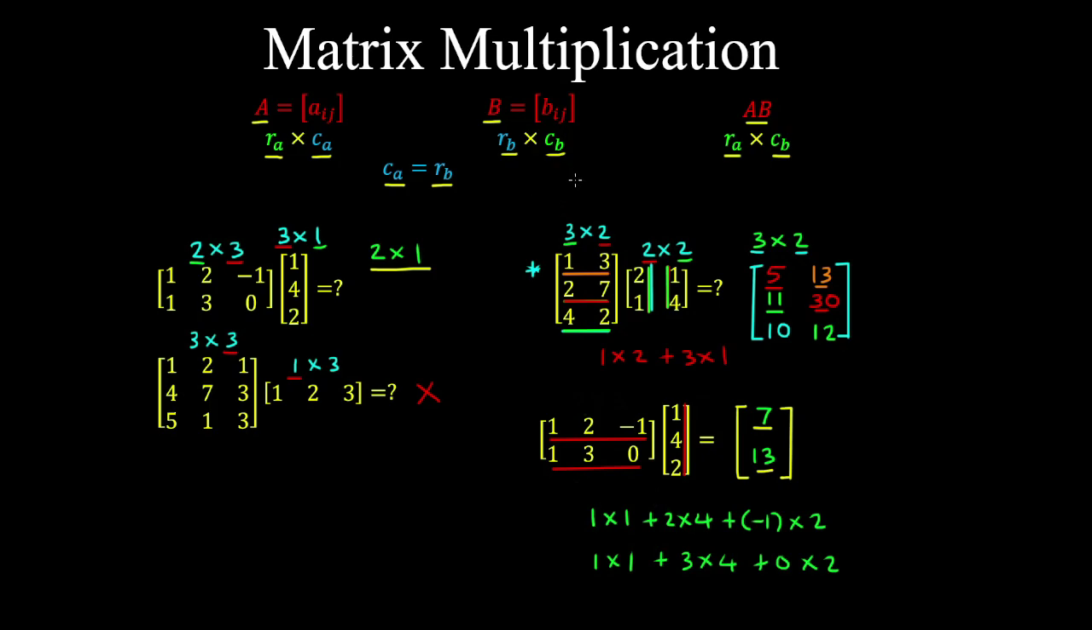So note that matrix multiplication is not commutative, because if we reverse this multiplication, we'd have a 2 by 2 multiplied by a 3 by 2. So the number of columns in A will no longer be equal to the number of rows in B. And therefore this matrix multiplication would not be valid.